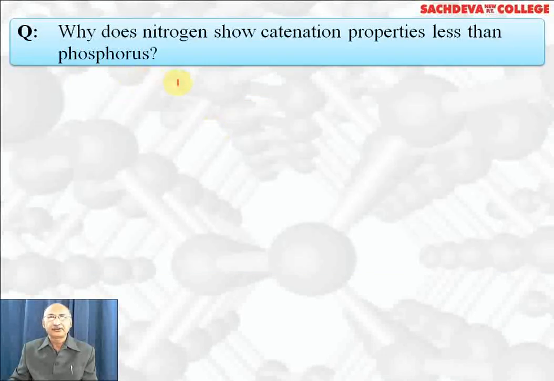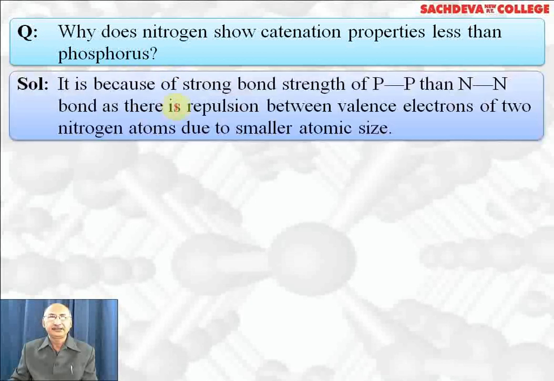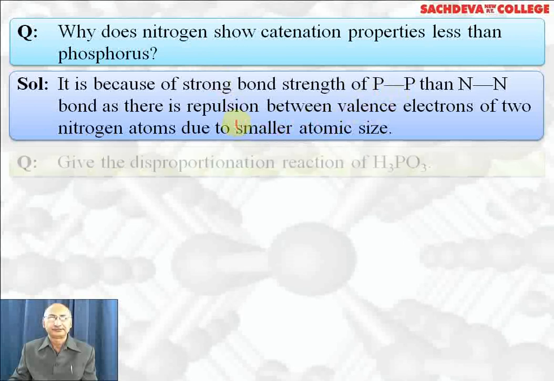Why does nitrogen show catenation property less than the phosphorus? It is because there is a repulsion between valence electrons of nitrogen atom and nitrogen atom due to smaller size, whereas this repulsion is less in case of phosphorus. That's why phosphorus shows catenation to maximum extent and not nitrogen.